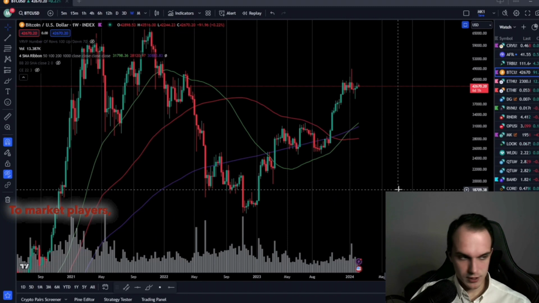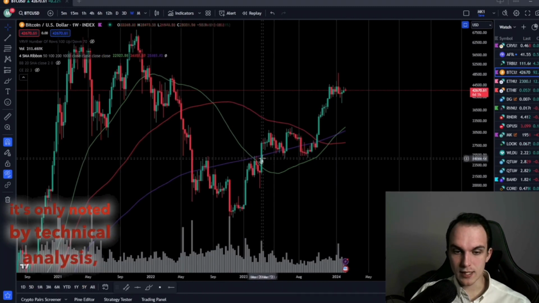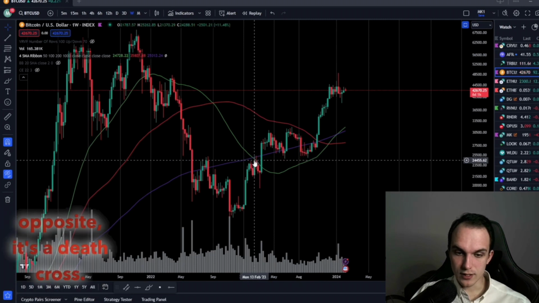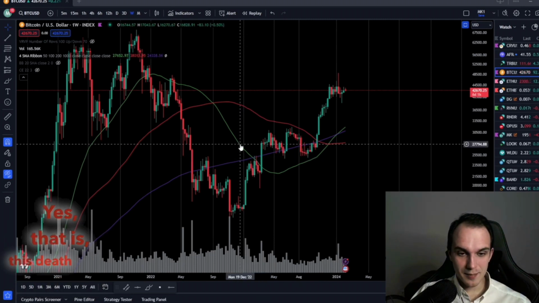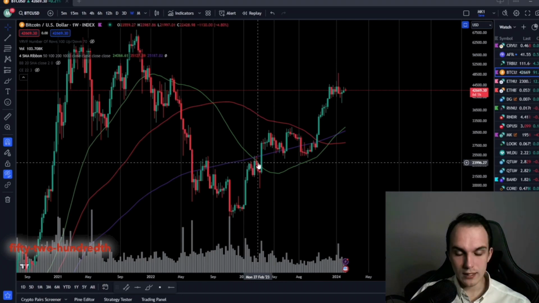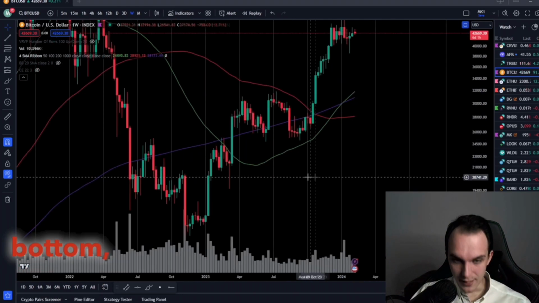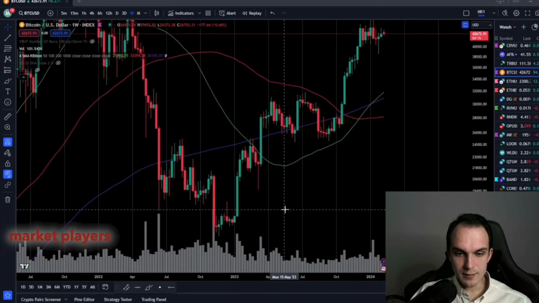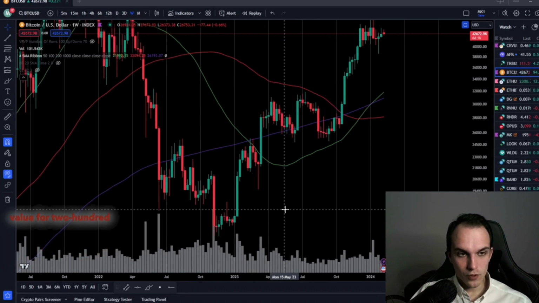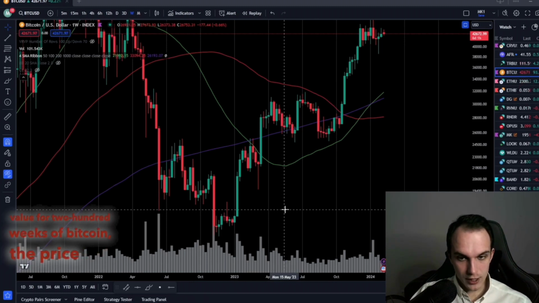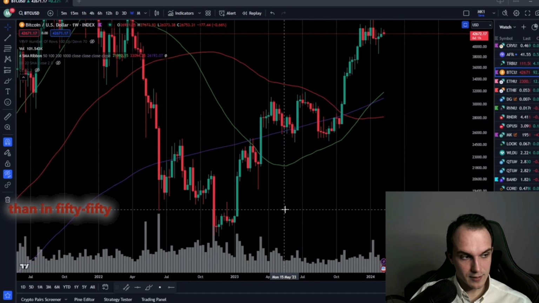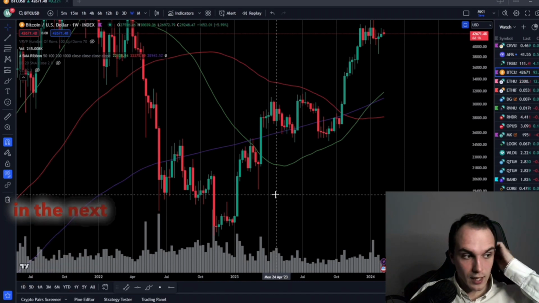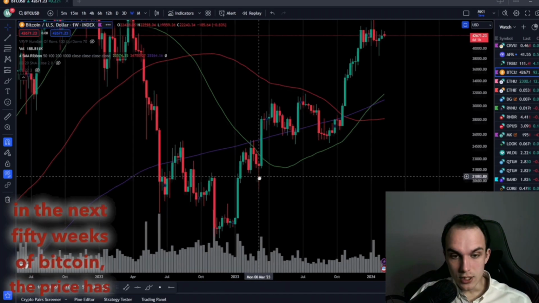To market players, this is purely a technical metric. It's only noted by technical analysis. But here, it's the opposite: a death cross. This is when the 50-week average crosses the 200-week from top to bottom, letting market players know that the average value for 200 weeks of Bitcoin is now higher than for 50 weeks. That is, over the last 50 weeks, the price has become lower.